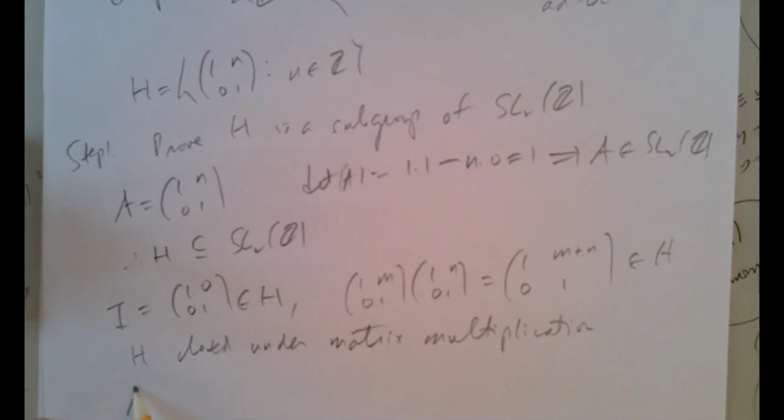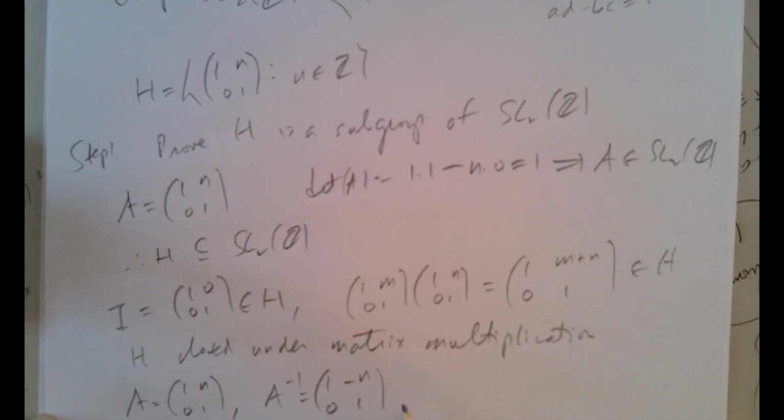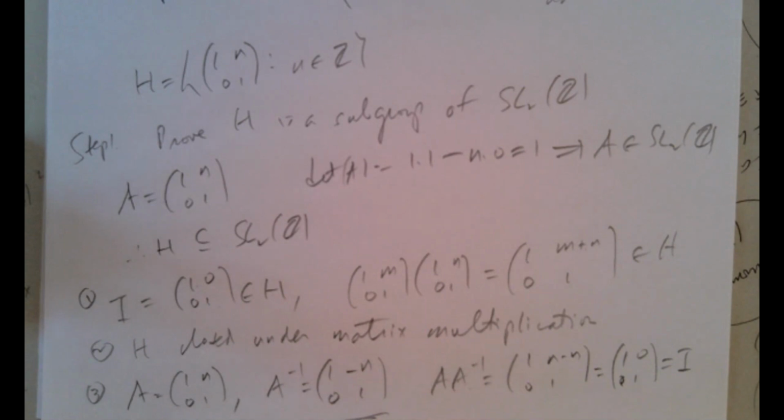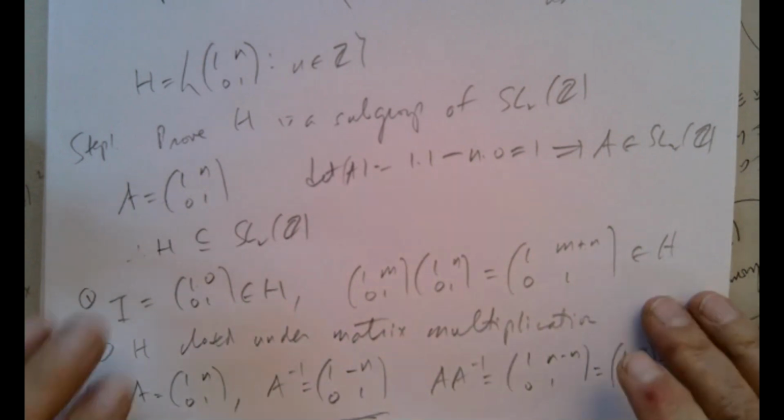And if you take A to be this matrix 1, n, 0, 1, then A inverse is the matrix 1, minus n, 0, 1. And if you multiply them, 1, n plus minus n, 0, 1, which is 1, 0, 0, 1. That's I. So this is, in fact, the inverse. So these three things, 1, 2, and 3, prove that H is a subgroup. Is that okay, or is there a question about any part of that? No, it's okay. We got it.